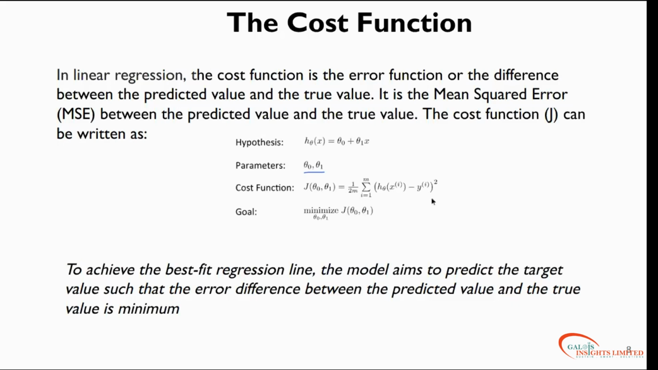If you study this cost function, I think the only difference you can see here will be the two there. So apart from the two, it looks similar to what we call the mean square error in statistics. Yes, the two is there for scaling reasons.